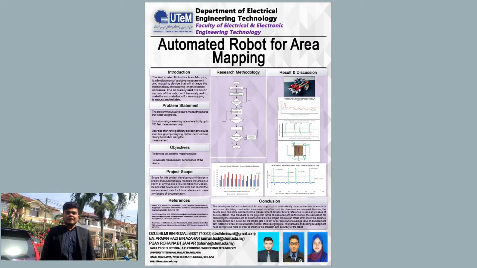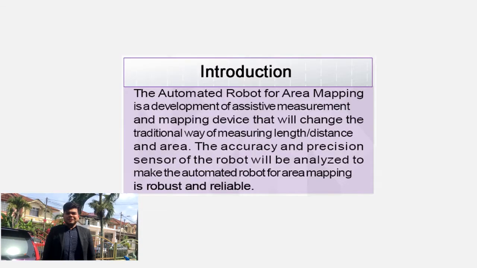The introduction of my project: the automated robot for area mapping is a development of an assistive measurement and mapping device that will change the traditional way of measuring length or distance and area. The accuracy and precision of the robot sensor will be analyzed to make the automated robot for area mapping robust and reliable.